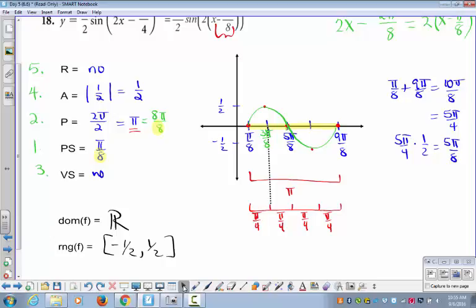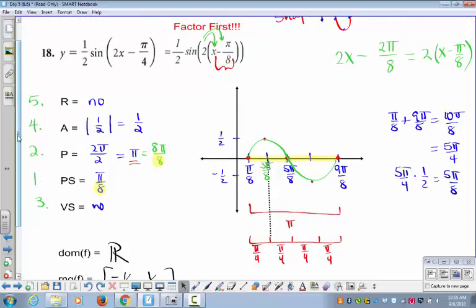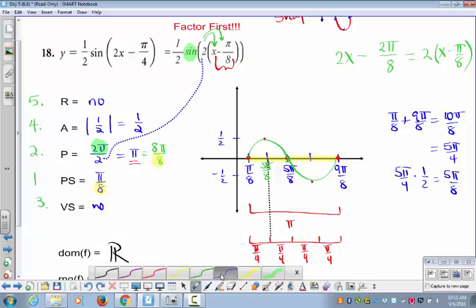Could you touch up again on how you got the period, the 2 pi over 2? Period is found by taking the basic period for sine. So our basic period for sine is 2 pi. And then we're going to take whatever that coefficient is right there and divide it into the basic period. I see. So basic period divided by leading coefficient.